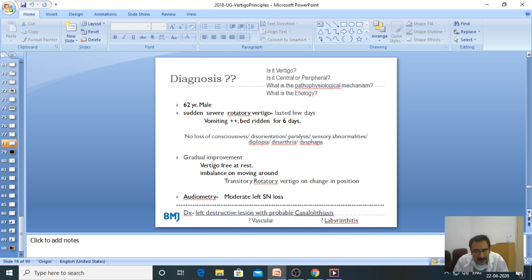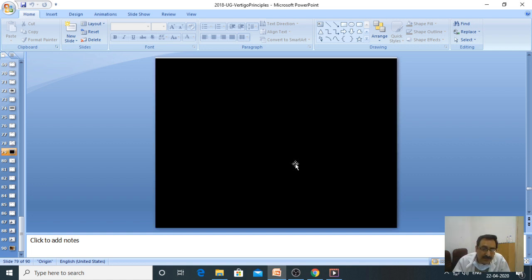Our diagnosis, what you could call it, labyrinthitis, because he had vertigo and hearing loss at the same time, which lasted a fair length of time. And there is also an element of transitory rotatory vertigo on change of position. So this is something that generally happens if you have debris in your inner ear, or what we call canalolithiasis, or what in clinical terms we call BPPV.